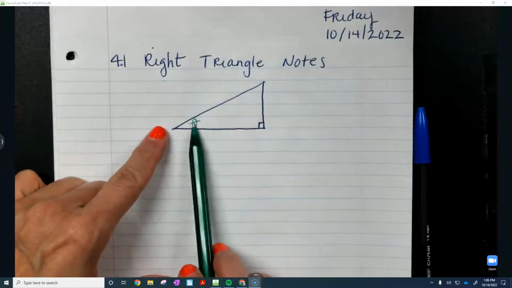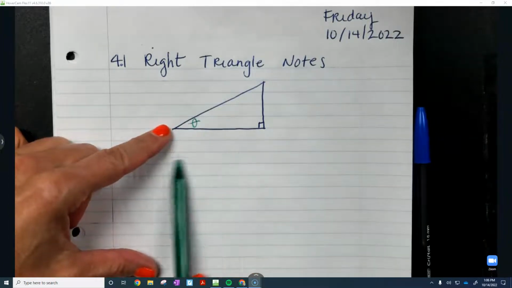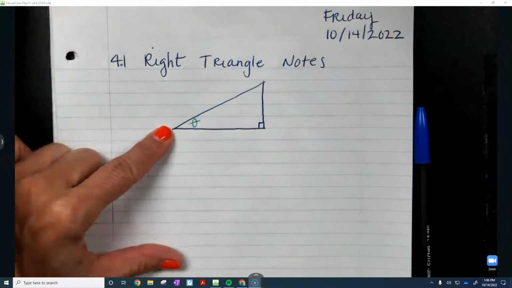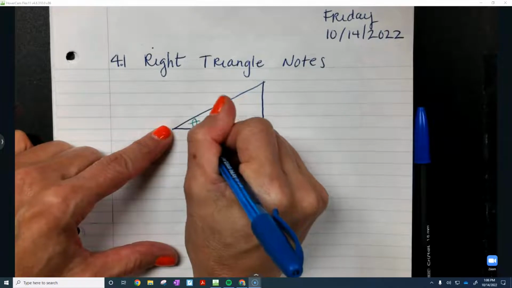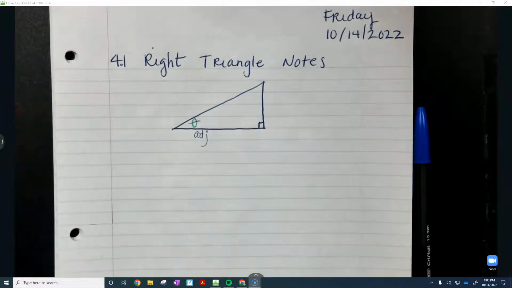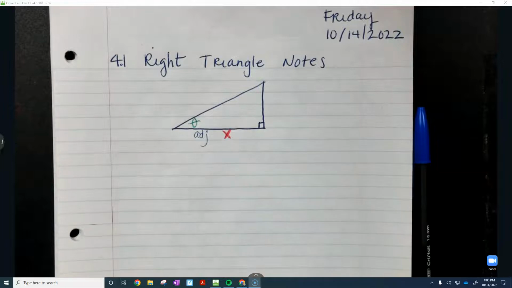So if this is where my angle is, what side is that? Adjacent, opposite, or hypotenuse? Adjacent. Awesome. So write ADJ kind of light, because we are transitioning. We're going to drop this on a coordinate grid. So what we need to start associating adjacent with is the letter X, the X value on a coordinate grid.